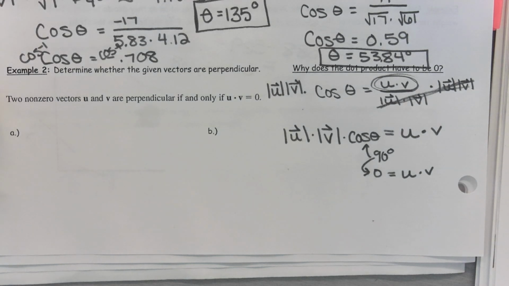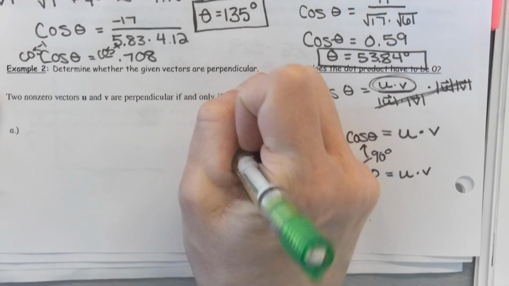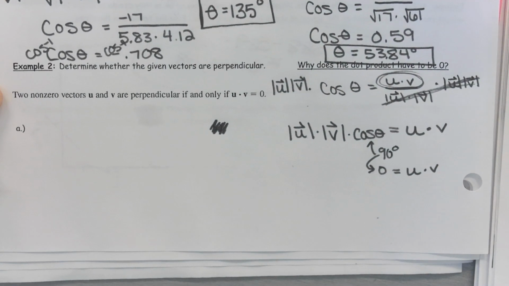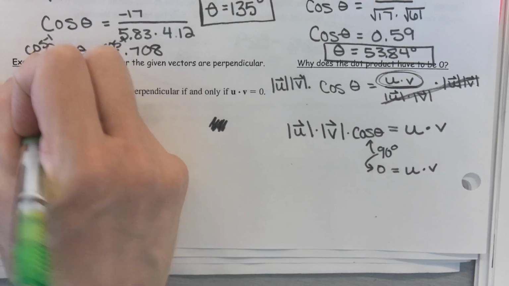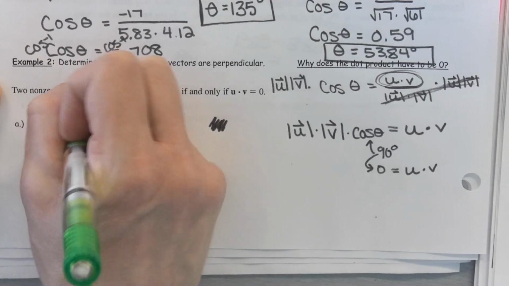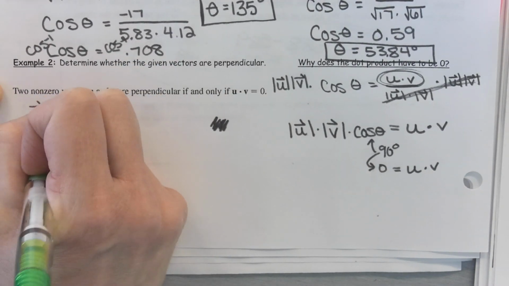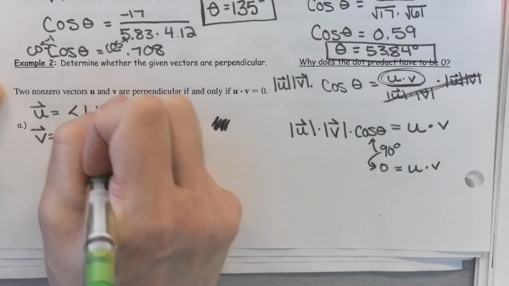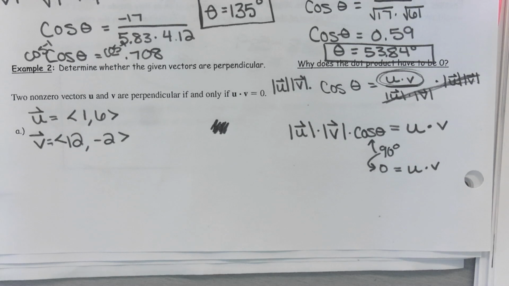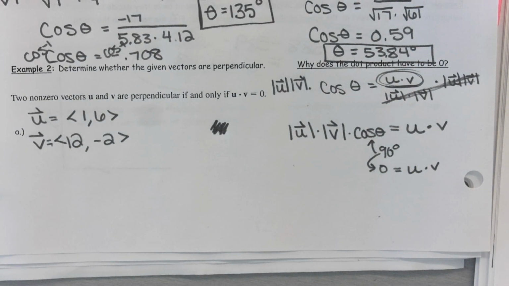So let's look at the next one. I'm only going to do one example like this. We don't need to. Two non-zero vectors, u and v, are perpendicular if and only if u dot v is 0. So I'm going to give you u, and I'm going to give you v, and you're going to tell me if they're perpendicular. So all we need to do is calculate the dot product and see if it's 0. It's a simple test, okay? So if it's 0, perpendicular. If it's not 0, not perpendicular. So it's a pretty simple one.